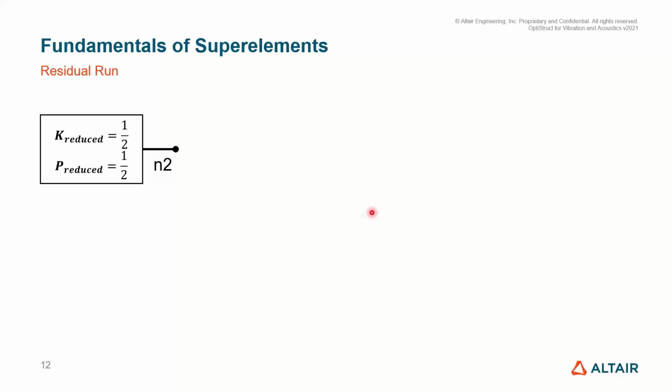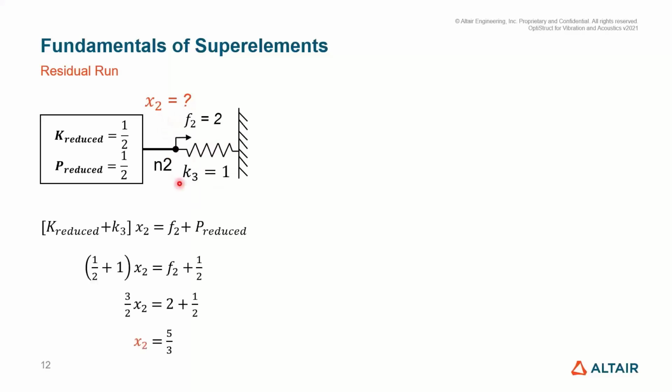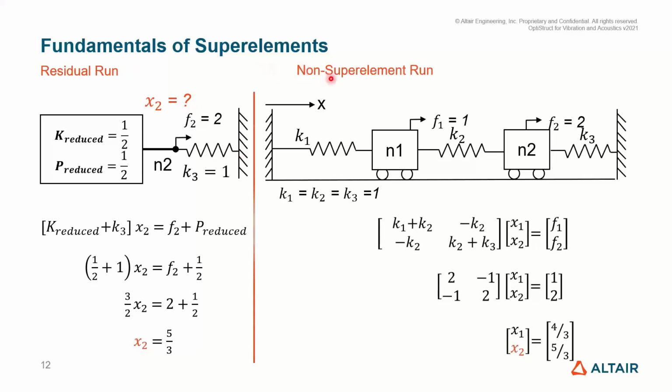Now let's bring this black box to combine it with another module to form a residual run. Here, x2 is unknown. Then the static equation can be written easily. We plug in the values, the solution for x2 is obtained. It's 5/3. This is residual run. If we compare it with a non-superelement run on the right side, we can see that we have same results for x2. So up to now, we finished residual run.